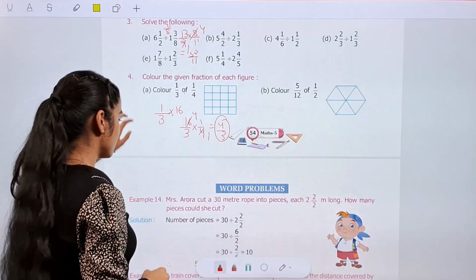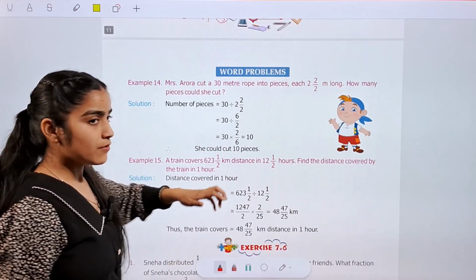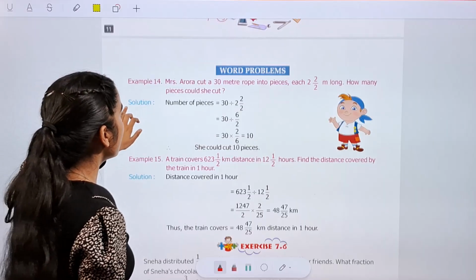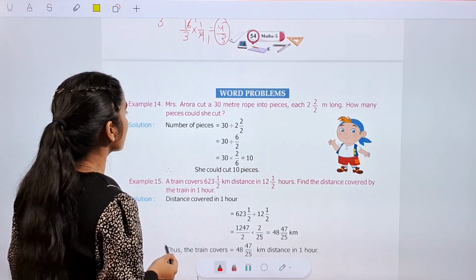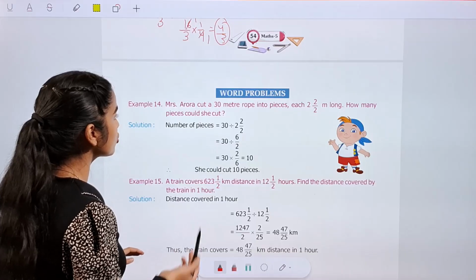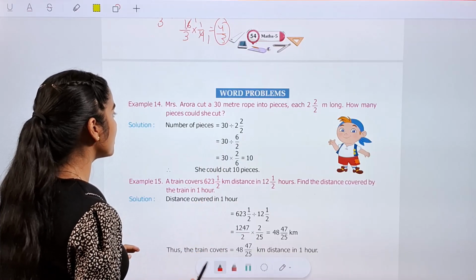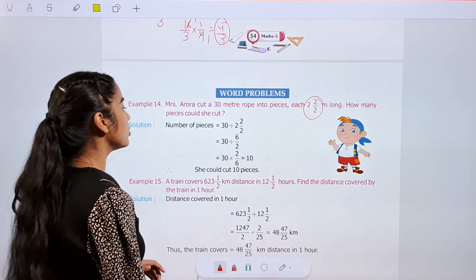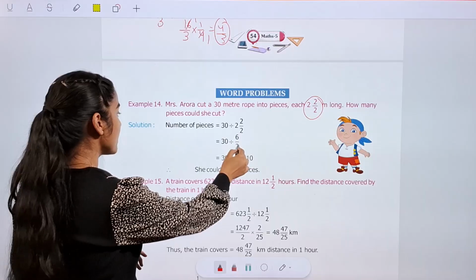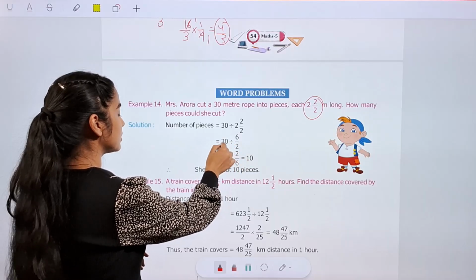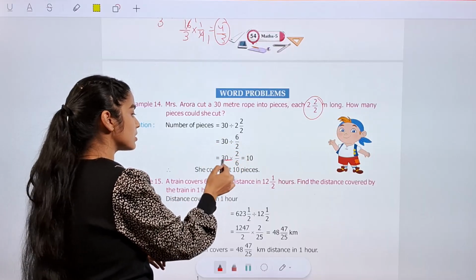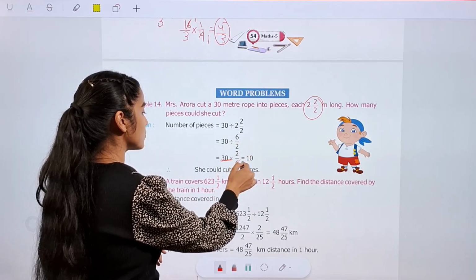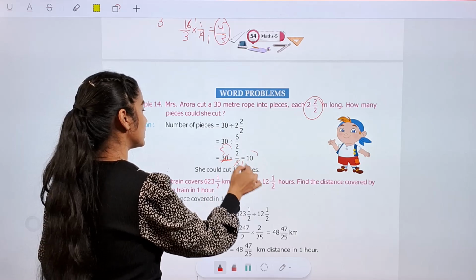Okay. Now we have word problems. Again, we have to follow the same operation. But the thing is that we have questions in words only. So Mrs. Arora cut a 30-meter rope into pieces, each 2 by 2 meter long. How many pieces could she cut? So first we have to convert this mixed fraction into improper fraction, which is 6 by 2. Now we have to divide 30 by it. So 30 will remain same because this is the first number we have. 6 by 2 ka reciprocal is 2 by 6. Now 6 1s are 6, 6 5s are 30, 5 2s are 10. This is our end product.